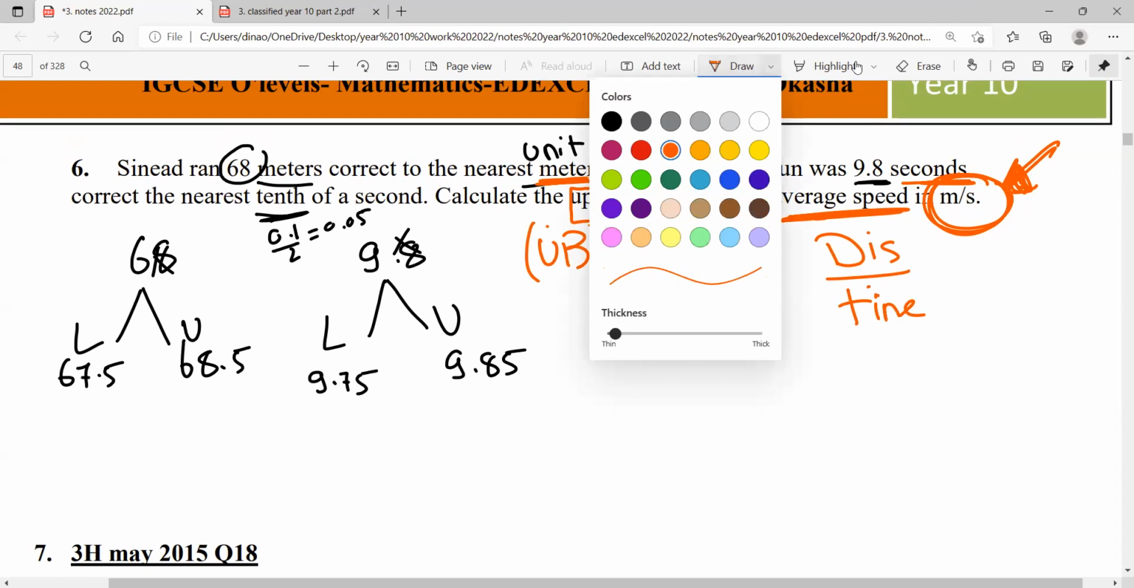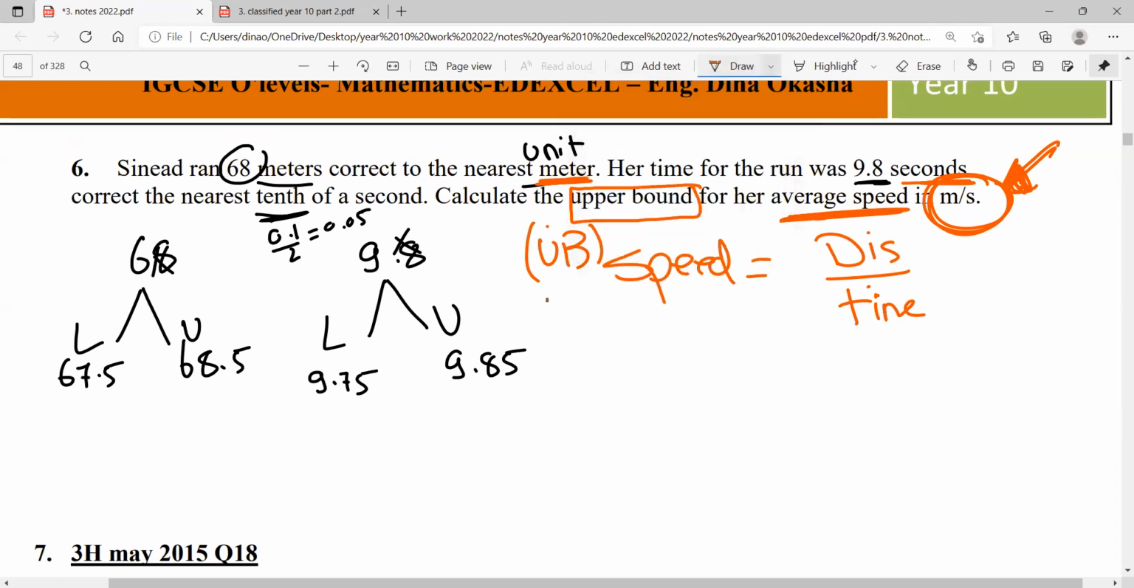Since this question is division, what do I do? The bounds, are they the same or different? Yes, they're different. One upper, one lower. Which is upper and which is lower? The first is like the question. The first quantity is like the question, so the distance is upper and the time is lower. So upper distance, 68.5, divided by lower time, 9.75. Let's do the math.